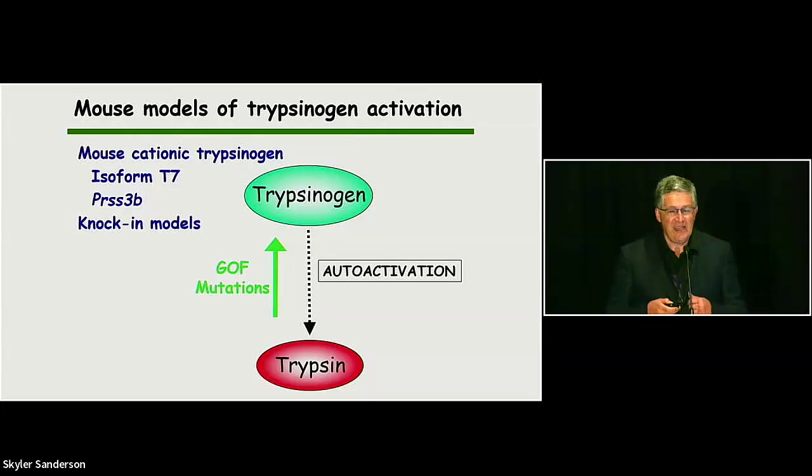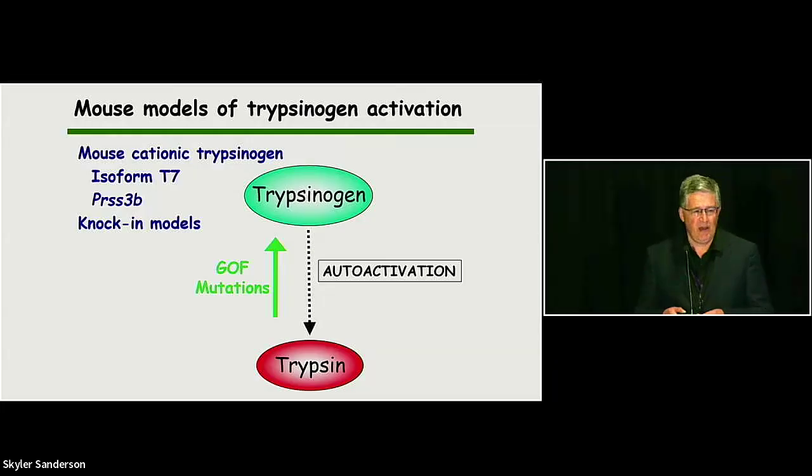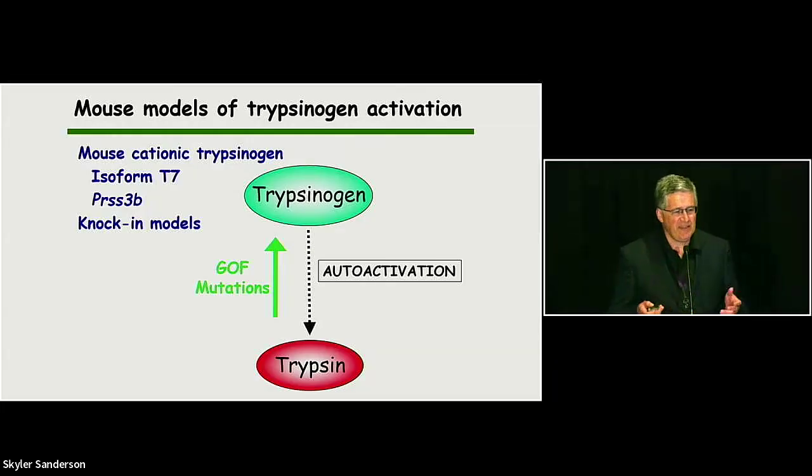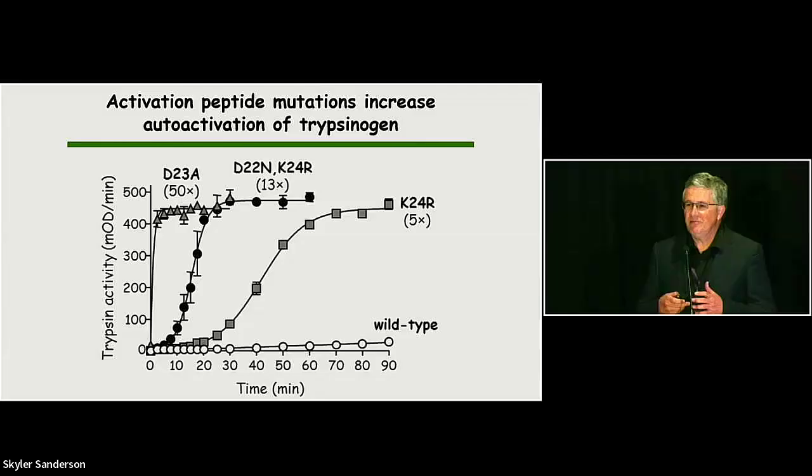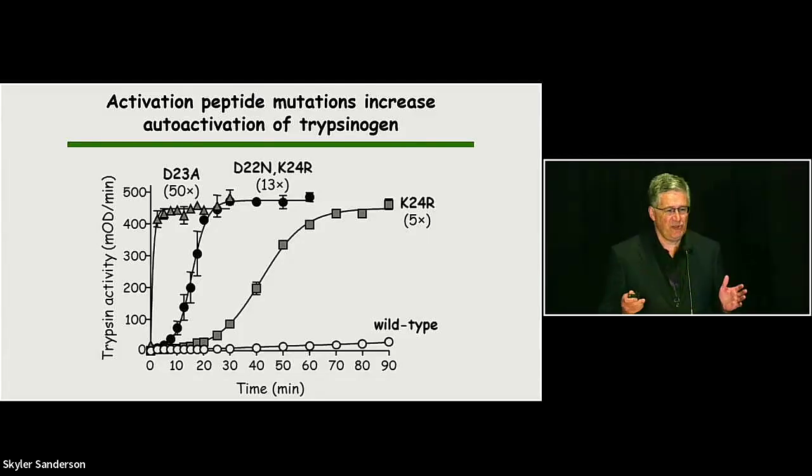My group used the native mouse cationic trypsinogen for these models, which we typically called isoform T7 in our papers. There's a newer gene name, PRSS3B, and all our models were knock-in models. We did a whole bunch of these models, and I'm showing 3 of these, where we introduce different mutations and you get different levels of activation. This is a test tube experiment with purified proteins, but these are 3 mutations which we put in the mouse, and they all give you elevated trypsin levels, from a 5-fold elevation up to 50-fold elevation.